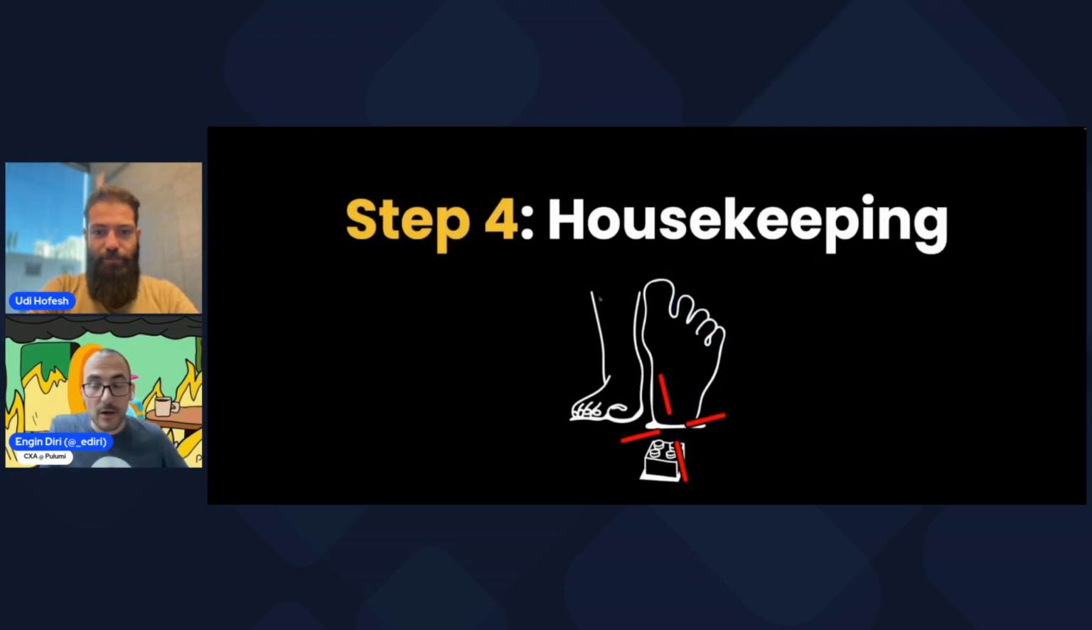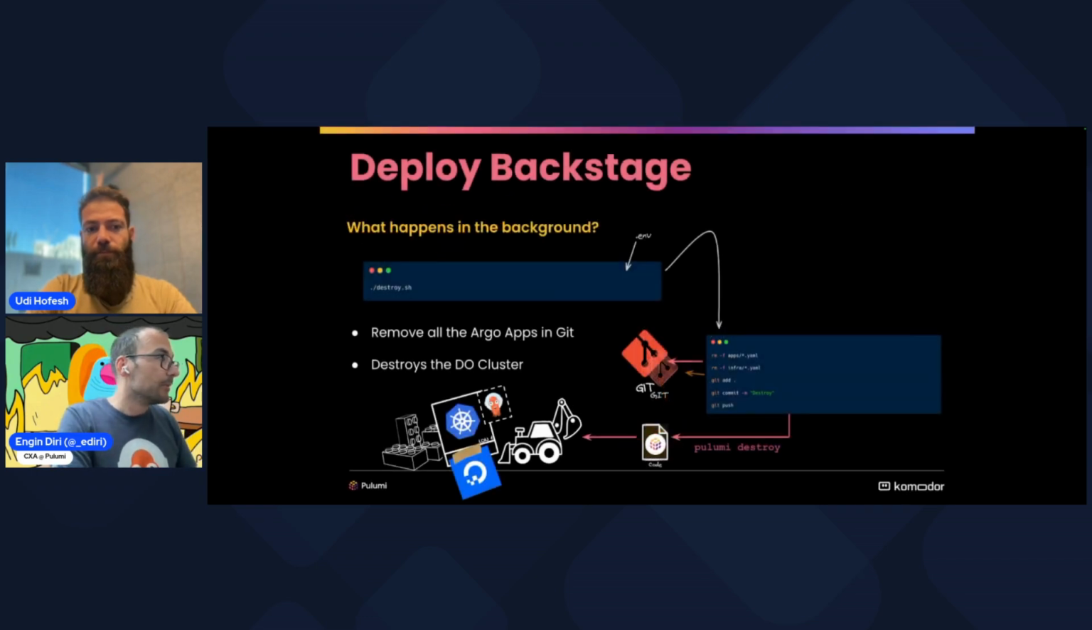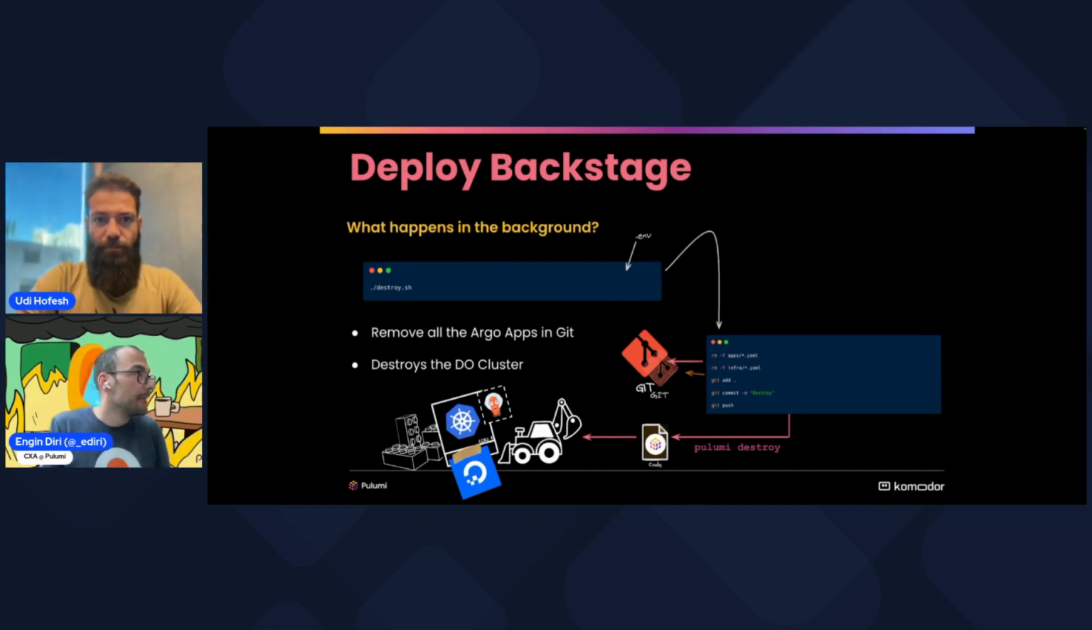So now we come to housekeeping, as we're coming to the end of our workshop. We also need to clean everything because we don't want to generate any costs or leave any unnecessary cloud resources running. So what we're going to do here is simply call the destroy.sh file. What does it do? It removes the apps and the infra from the Git repository. So ArgoCD is like, okay, everything gets deleted, and the moment the thing is deleted inside ArgoCD, we then also deconstruct our DigitalOcean cluster.